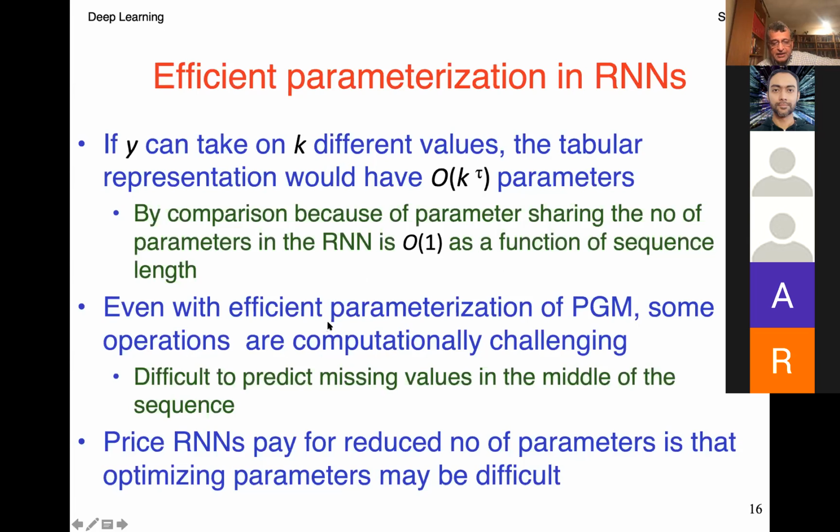So let's see, even with efficient parameterization of PGM, I guess that's what the bigram, trigram would be, efficient parameterization of a probabilistic graphical model, some operations are computationally challenging, like difficult to predict missing values in the middle of the sequence. The price RNNs pay for the reduced number of parameters is that optimizing parameters may be difficult.